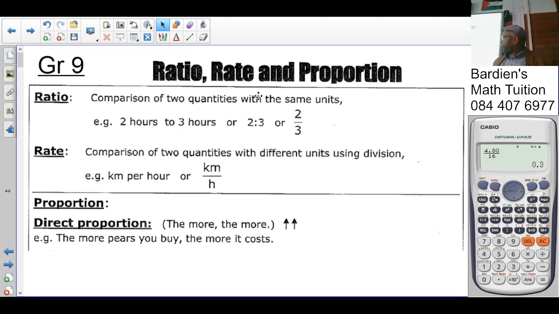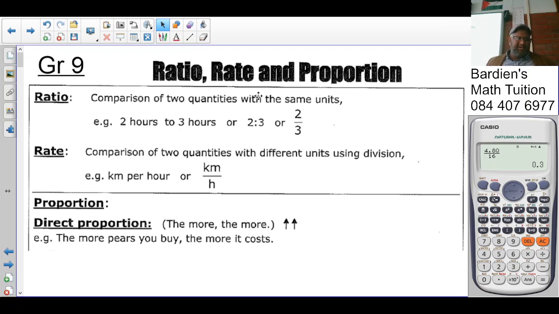I want you to write this down quickly. Again, a ratio is a comparison of two quantities with the same unit. It must be in the same unit, both in meters or both in centimeters, whatever. For example, 2 hours is to 3 hours, or 2 is to 3, or 2 over 3.